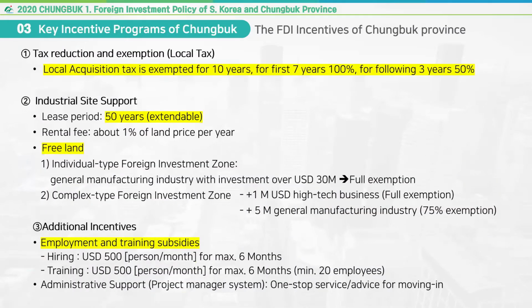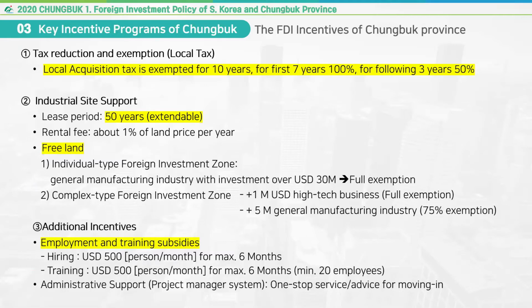In the next two slides, I want to explain the incentive program specific to Chungbuk Province. Cash grant target and amount is decided by the negotiation between the central government and local governments. However, the other three incentive programs can be different by the laws of local governments. I will explain Chungbuk's incentive programs on those three parts.